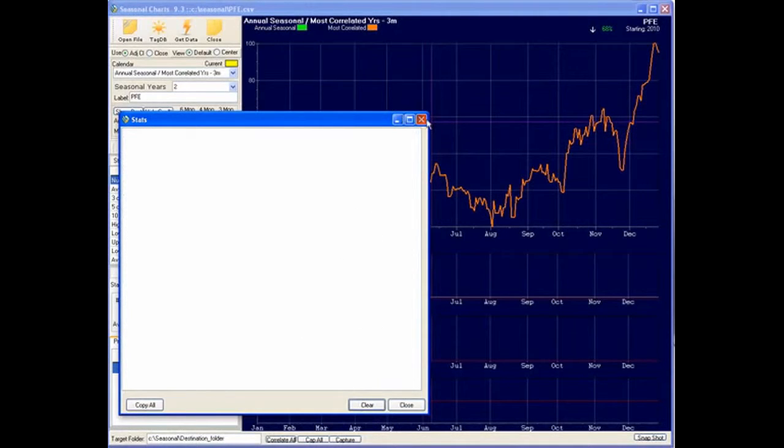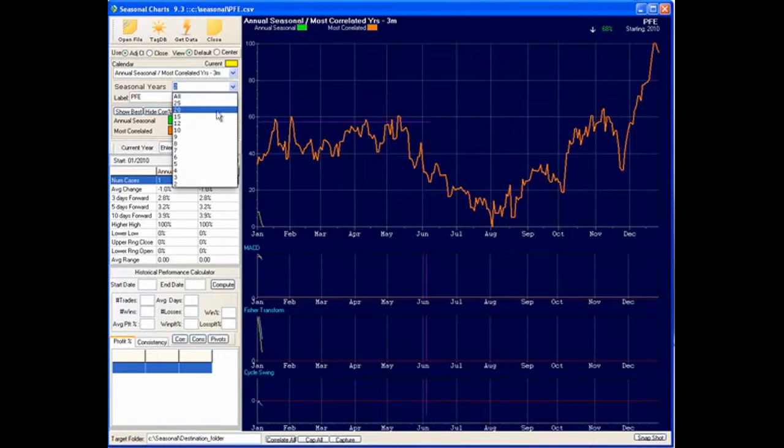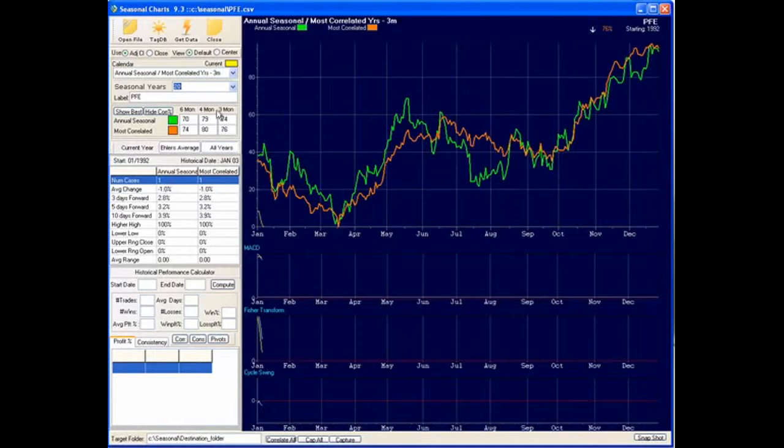20 years worth of data. So let's take a look at 20 years worth of data. That's what we would feature in our newsletter. Okay. That is the chart that we would be featuring in our newsletter.